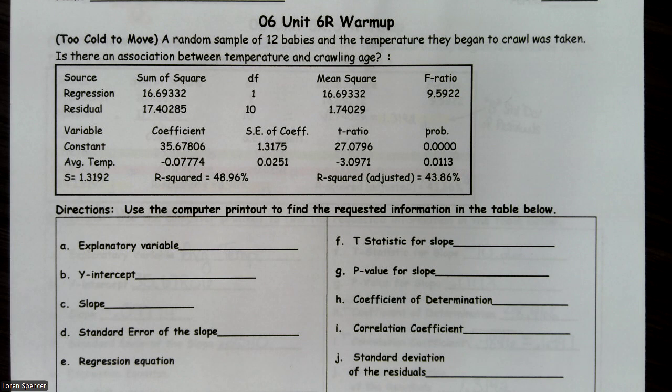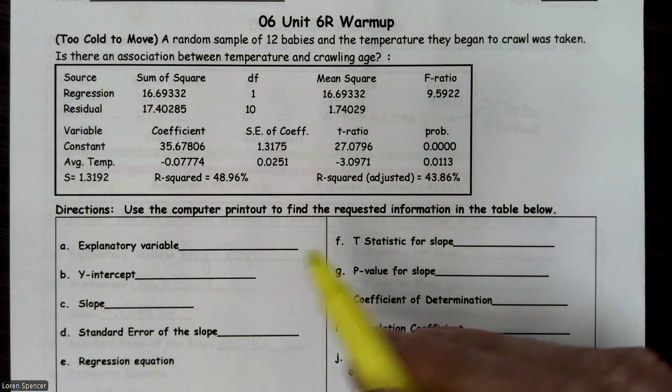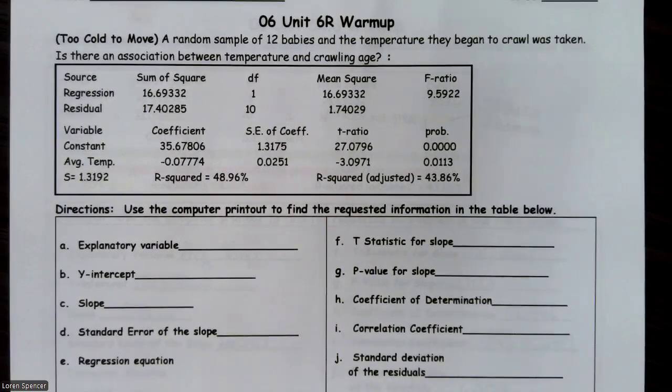So, scenario is too cold to move. A random sample of 12 babies and the temperature they began to crawl was taken. Is there association between temperature and crawling age? All right, so we're looking for temperature and crawling age.